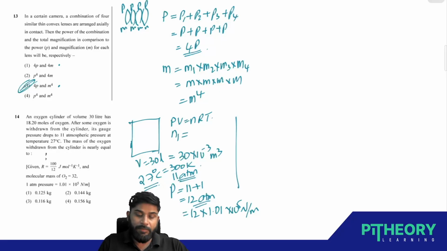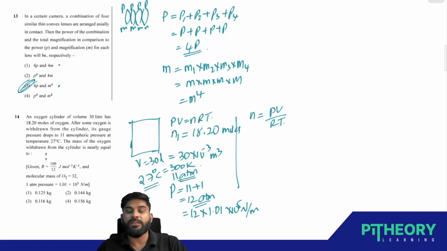How much is the initial number of moles? 18.20 moles, correct? It is given like that. So what we do, we'll find the final number of moles. By what equation? N is equal to what? PV is equal to nRT, so N is equal to PV by RT. We substitute the values and find the final number of moles.